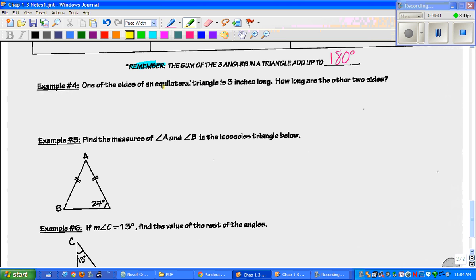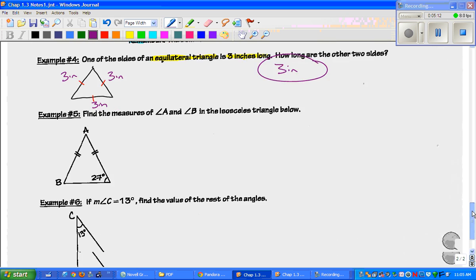Now, looking at this, it says one of the sides of an equilateral triangle is 3 inches long. How long are the other 2 sides? In an equilateral triangle, all sides are the same. So if one side is 3 inches, that means all the other sides are 3 inches.